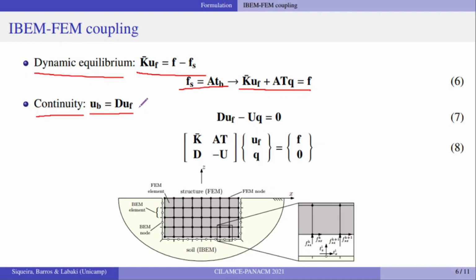This compatibilization yields this. Writing equations 6 and 7 as a single expression yields the equilibrium equation for the coupled foundation soil system. The solution of this system yields the displacements on nodes of the structure and the fictitious contact loads applied to the boundary elements at the interface.